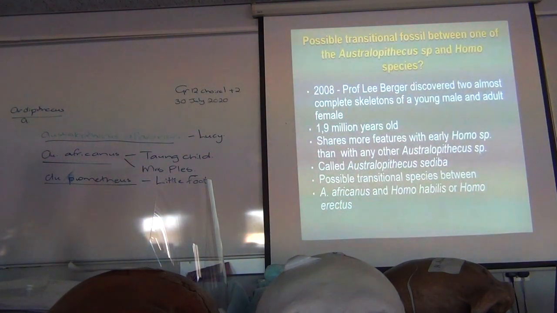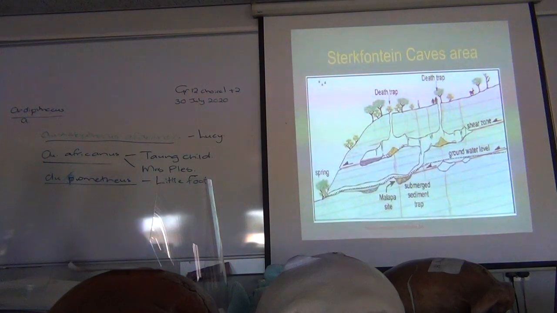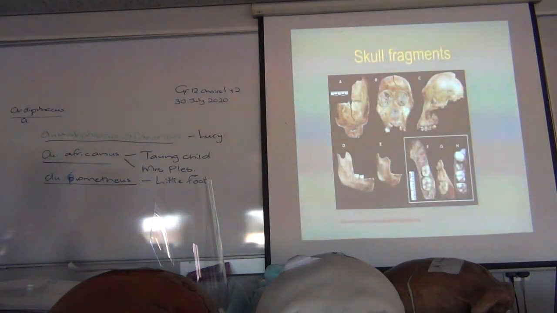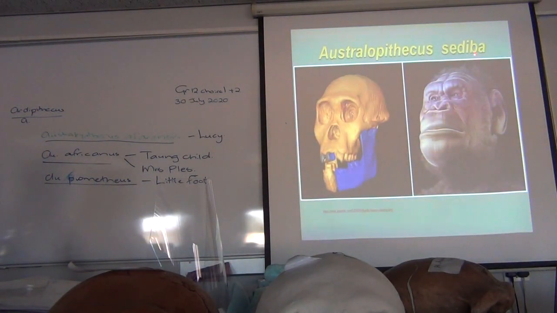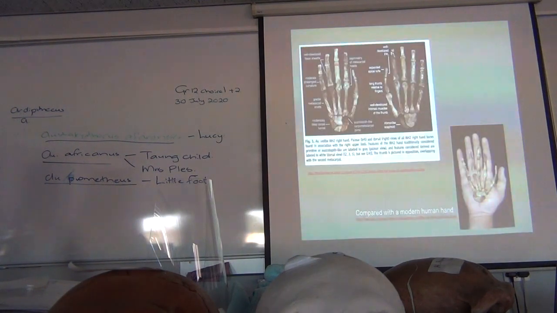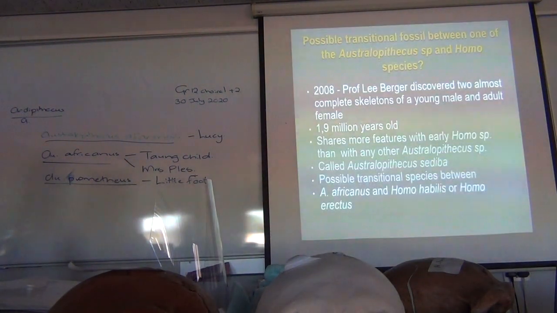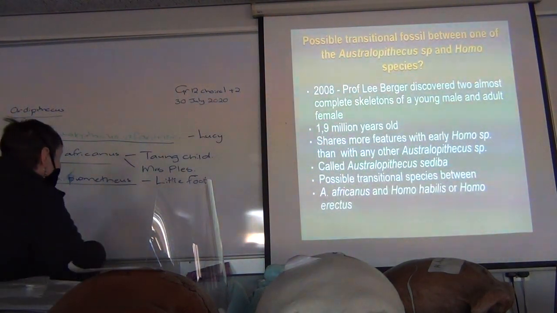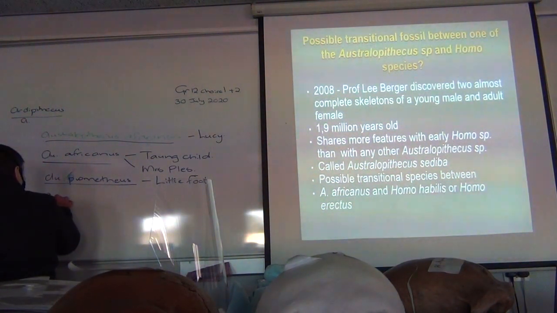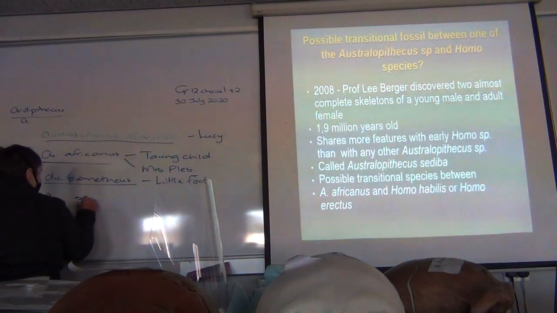So this thing, where have I got the name? I haven't even got the name anywhere. Australopithecus sediba. Okay, Australopithecus sediba. And so, there it is. It was dated at 1.9 million years ago, shares more features with early Homo species than any other Australopithecus species. And so this is Australopithecus sediba.